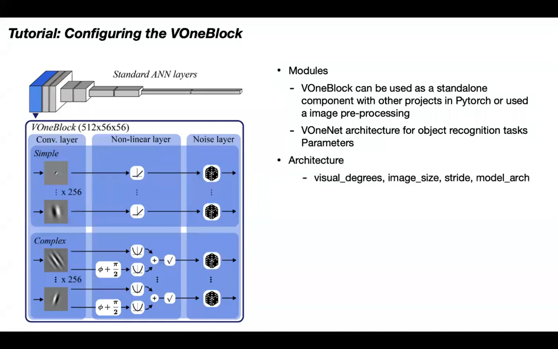And in terms of architecture, there are many parameters that you can set, and everything that you set on the VOne block, you don't need to train, because the VOne block is by design fixed. So you set the parameters and you get one VOne block, and then you can use that as a fixed set of features in your projects.